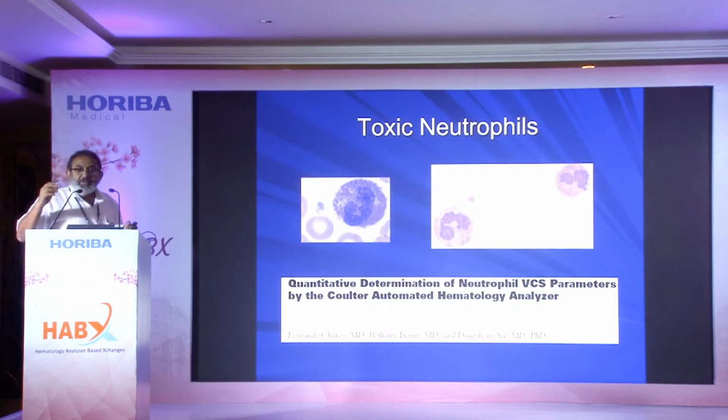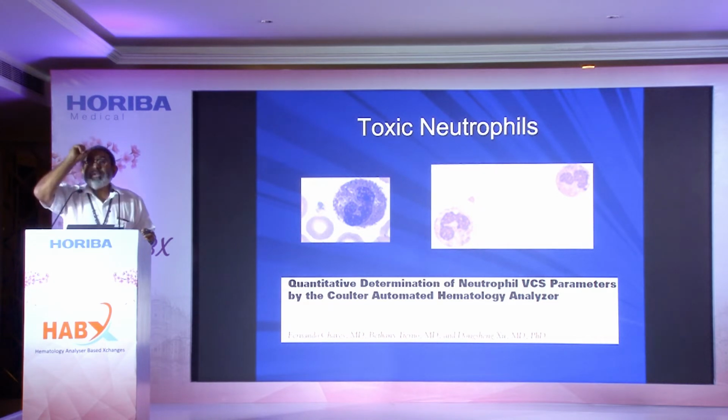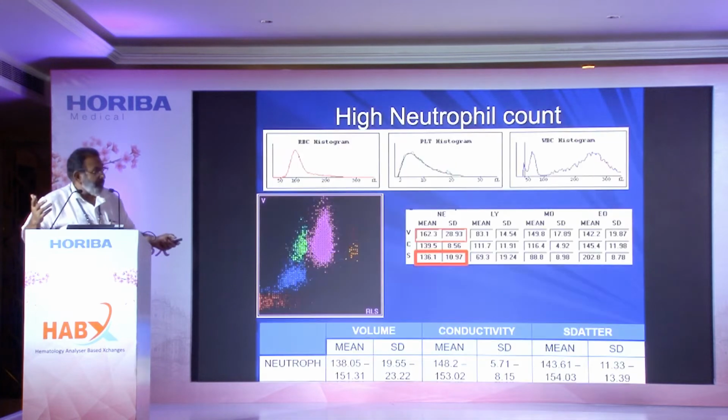So there was a study that was carried out by Fernando Chavez, thinking that if toxic neutrophils have increased granules, you will have increased granularity. And what is the result of the study? He found that the neutrophil granularity or scatter was actually decreased. He thought that increased granularity would have more scatter, but he found that it had low scatter. But one thing he found out was that the size of the neutrophil was always higher.